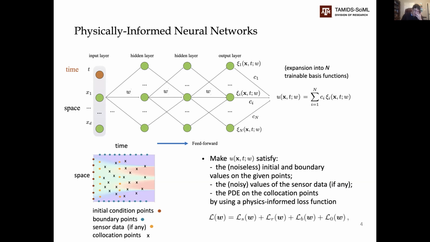Now, the good news is that you have unlimited data for the initial condition, residual, and boundary points, though not for sensor data. But like I said, in some cases, you do not know some of these conditions.